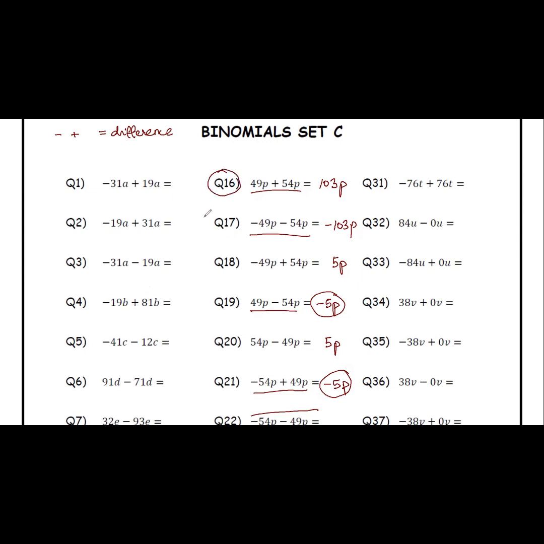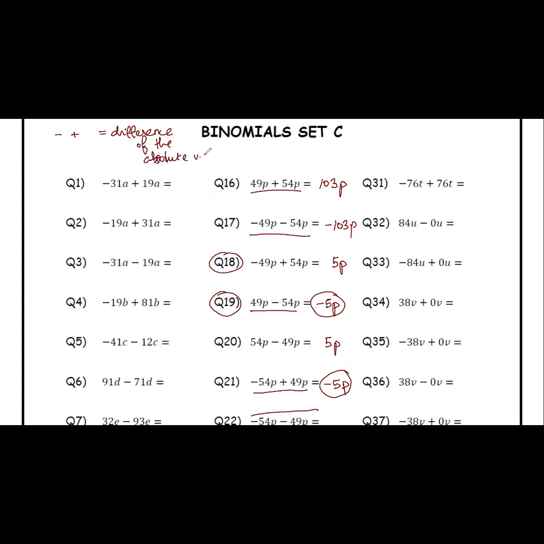We look at, not 16, 16 is both positive. So let's look at question 18. And then we look at question 19. In question 18, there's one negative, one positive. So we take the difference of the absolute values.